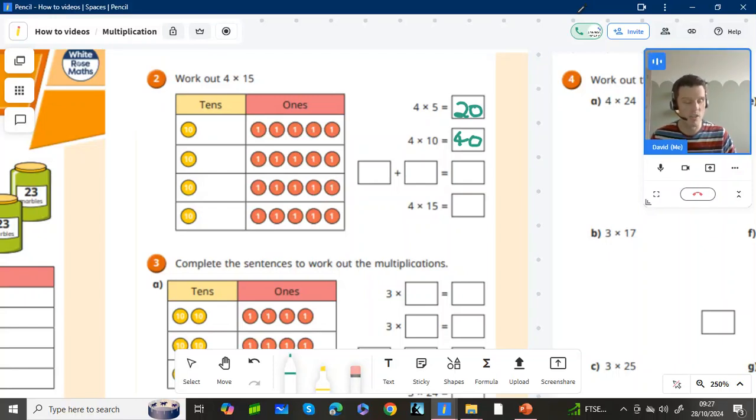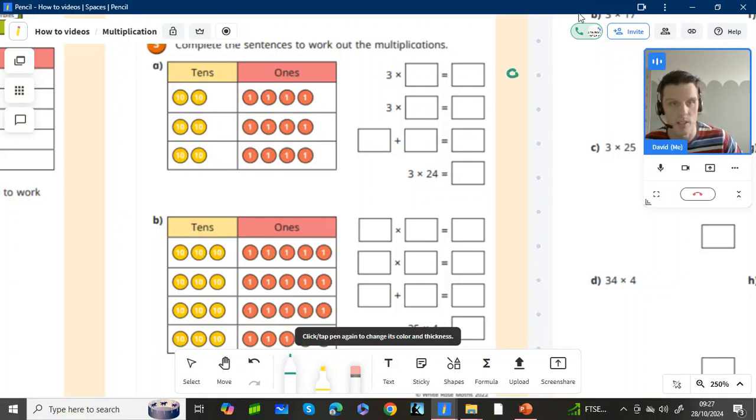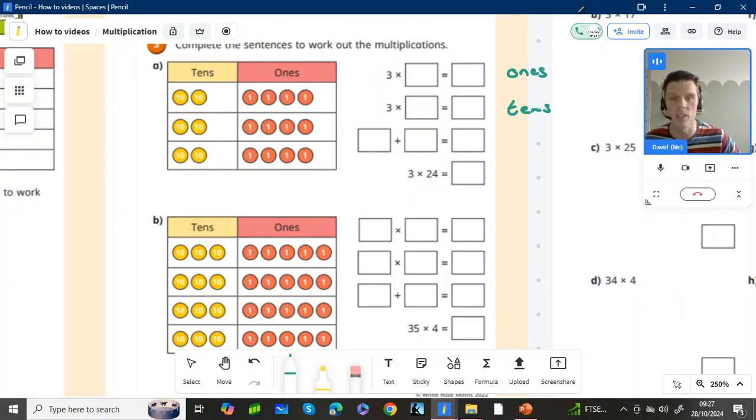Okay, moving on to question 3. So we've got parts A and B. So I'll model the beginning for part A, and then I'll leave you to do the rest of A and to complete B by yourself. So here we know that the first bit is ones and the second bit is tens. So I'll just write that up here just as a reminder. Tens. So the ones, we've got 4.